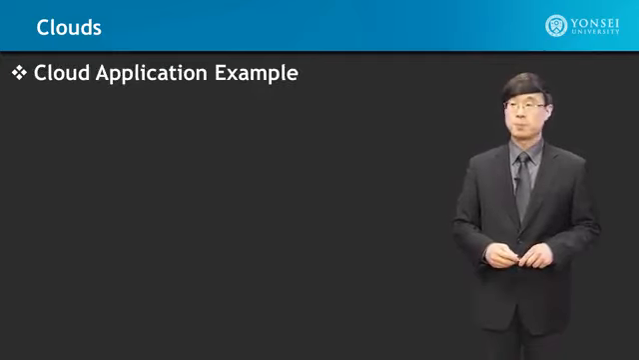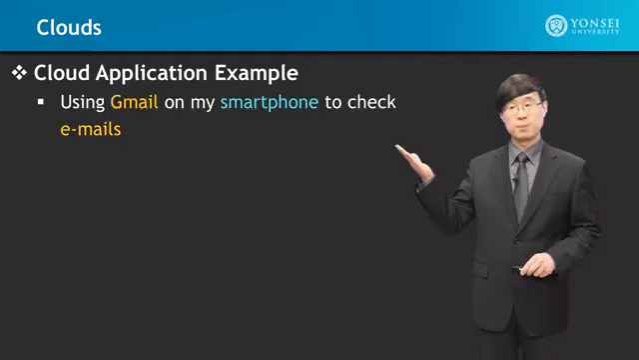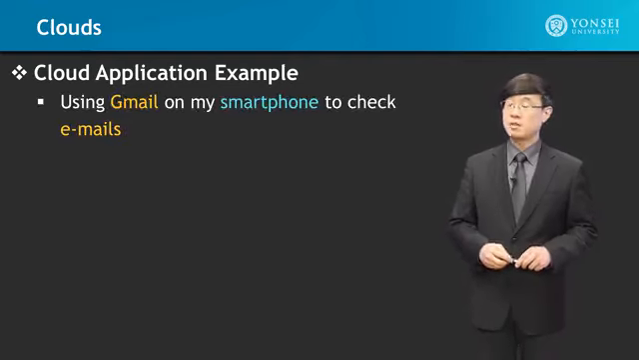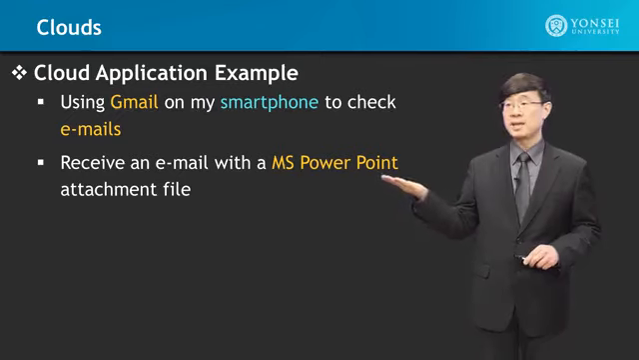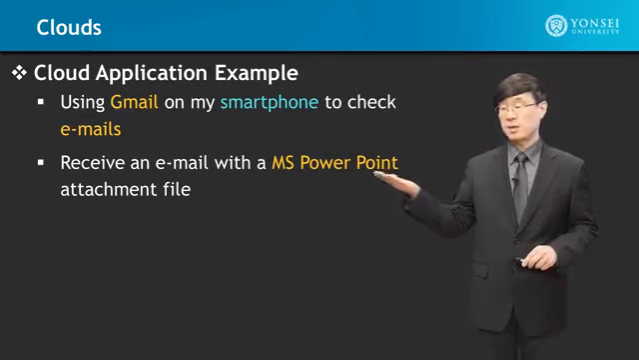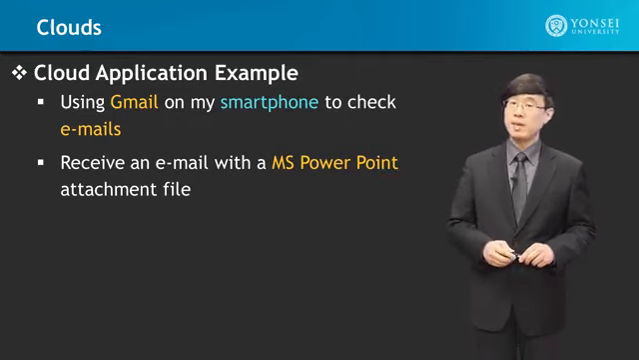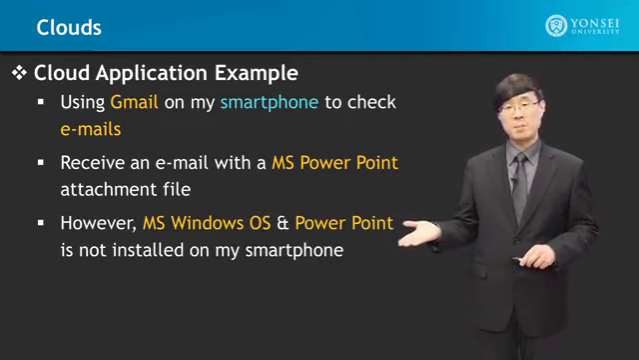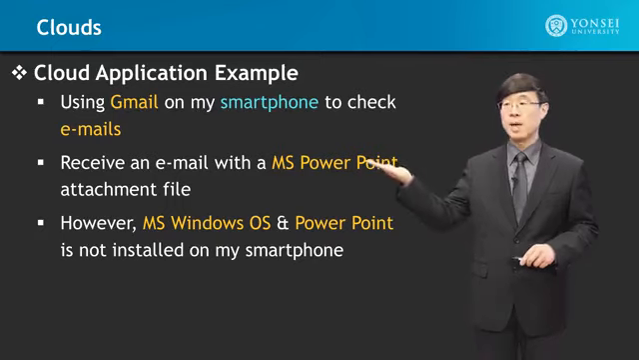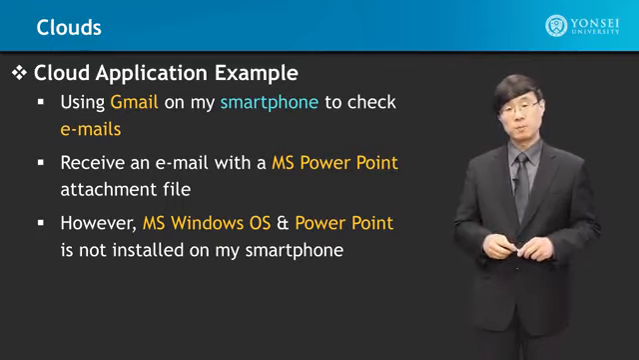Cloud application example. This example is based on using Gmail on my smartphone to check emails, especially looking at an attachment file that is included in an email. The attachment file is a Microsoft PowerPoint file. I'm thinking about what I have on my smartphone and what I have on my personal computer or my laptop computer in order to open up a Microsoft PowerPoint file.